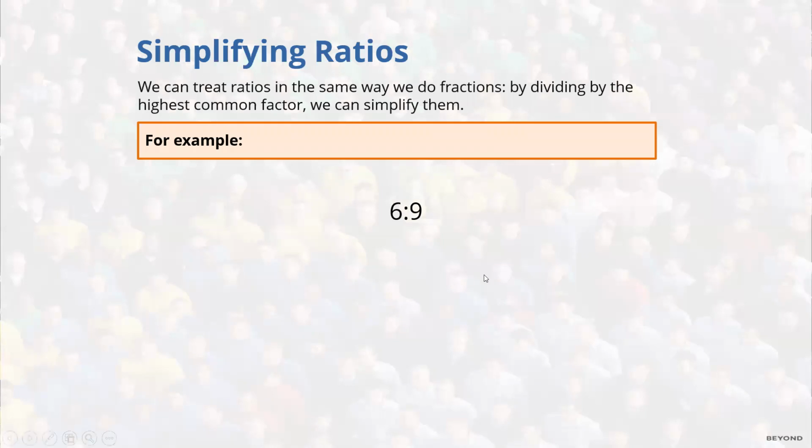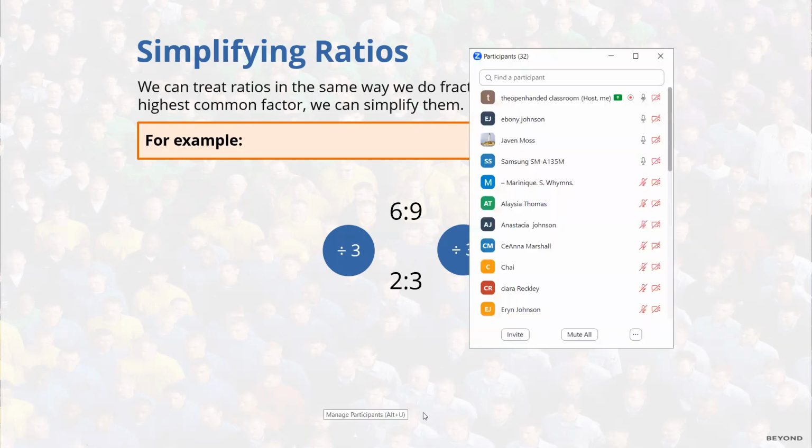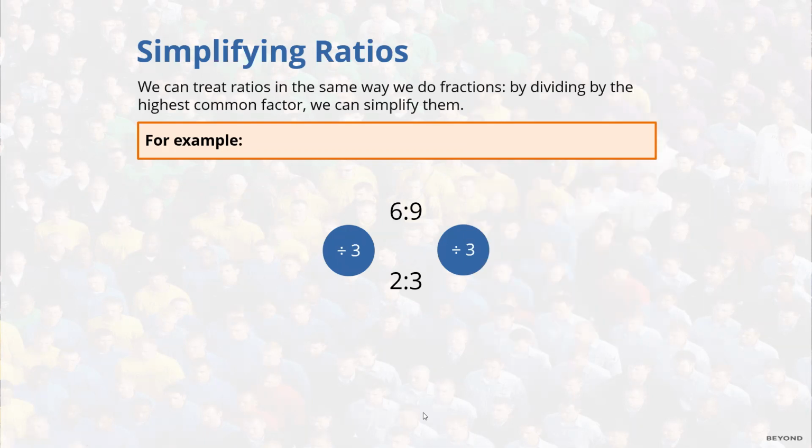Okay, so let's divide 6 by 3. What is 6 divided by 3? 2. Very good. And what is 9 divided by 3? 3. Very good. So this ratio 6 to 9, if we simplify it, what is the result? 2 to 3. Very good. 2 to 3. All right.